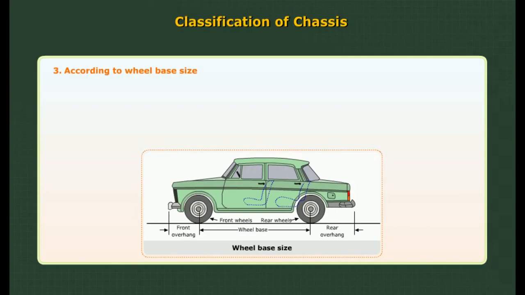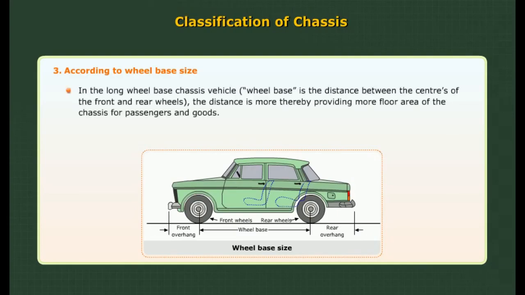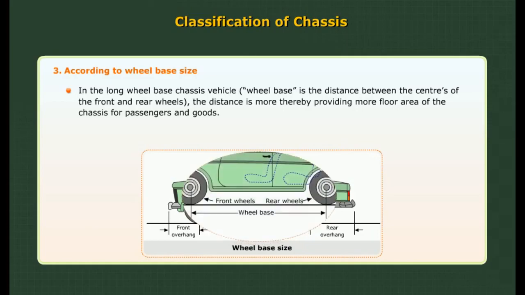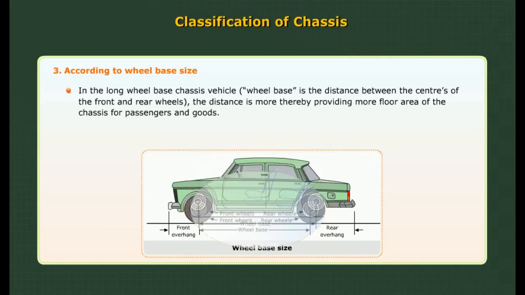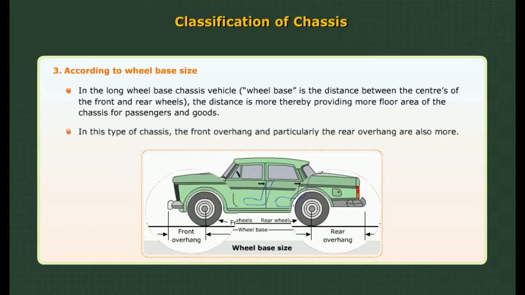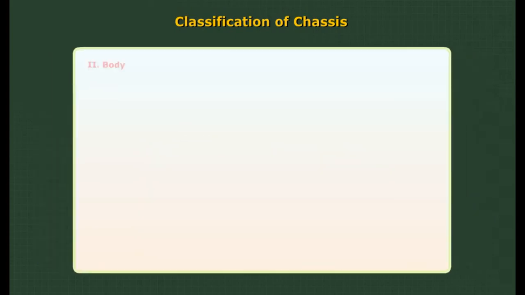3. According to wheelbase size. In the long wheelbase chassis vehicle, the wheelbase is the distance between the centers of the front and the rear wheels. The distance is more, thereby providing more floor area of the chassis for passengers and goods. In this type of chassis, the front overhang and particularly the rear overhang are also more.